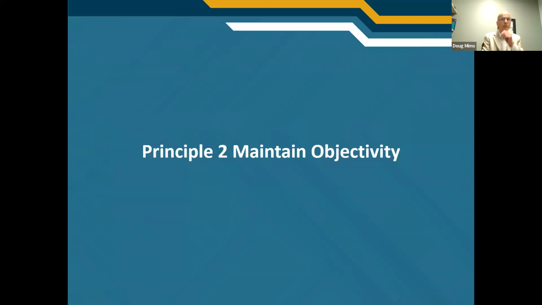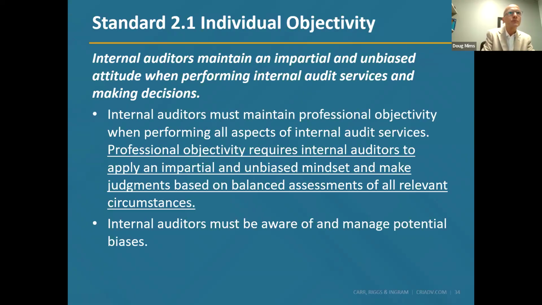Okay. Principle 2, maintaining objectivity. Internal auditors must maintain professional objectivity when performing all aspects of internal audit services. Professional objectivity requires internal auditors to apply an impartial and unbiased mindset and make judgments based on balanced assessment of all relevant information. Note that standard 2.1 is individual objectivity. So this is your objectivity as an individual internal auditor. And this is what that means.